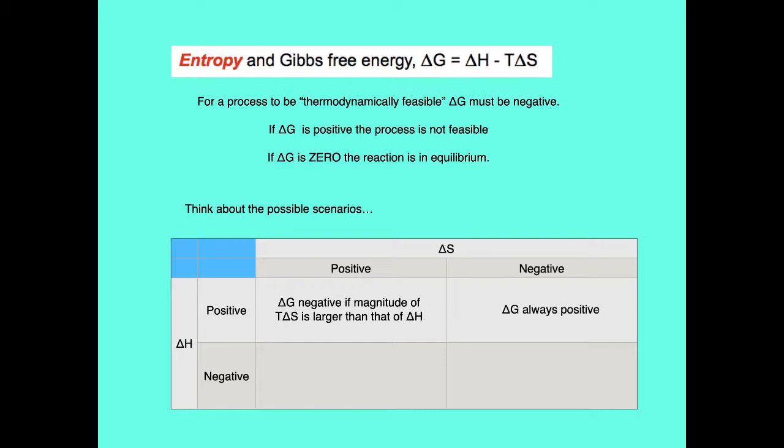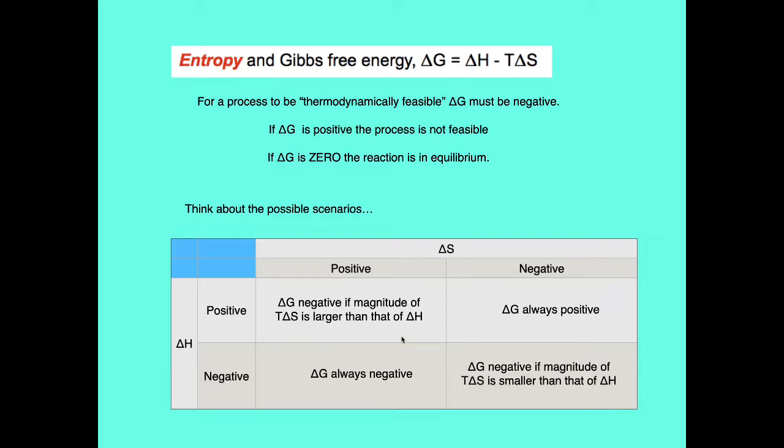Now with endothermic reactions, and with delta S of the system negative, this term is positive, this term is positive, so delta G will always be positive, so the reaction will never be feasible. If we've got a negative delta H, so this is a negative term, and a positive delta S, so this is a negative term, delta G will always be negative, so the reaction will always be feasible.